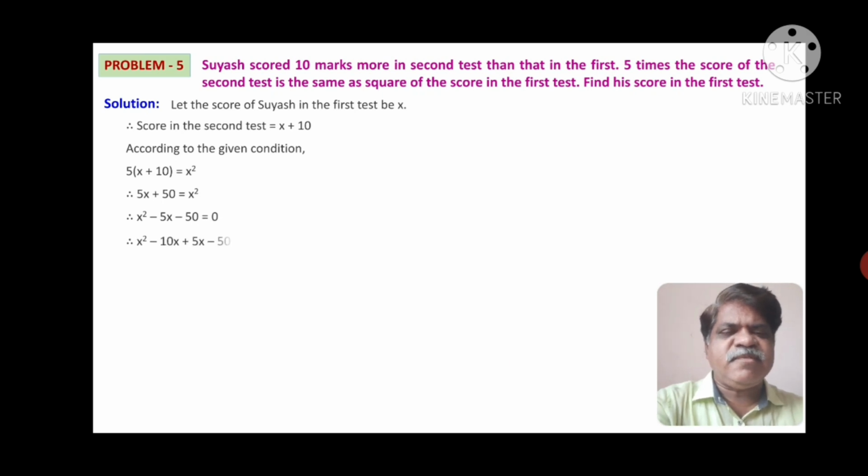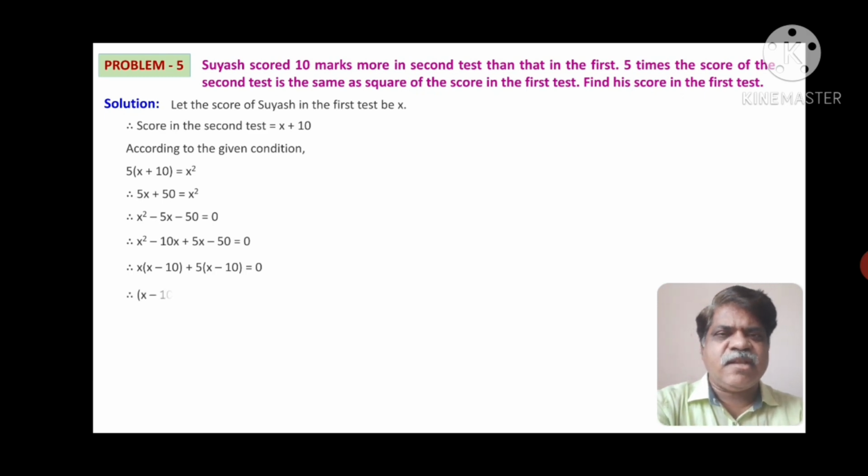You have to split this 50 in such a way that the product is 50 and the difference is 5. So, those will be 10 and 5. 10 fives are 50 and 10 minus 5 is 5. Therefore, x square minus 10x plus 5x minus 50 is equal to 0. Among the first two terms, x is common, that is taken out. What is left in the bracket is x minus 10. Plus in the third and fourth terms, 5 is common, that is taken out. So, what is left in the bracket is x minus 10 again. In this step, x minus 10 is common and that is taken out, and what is left in the other bracket is x plus 5 is equal to 0.